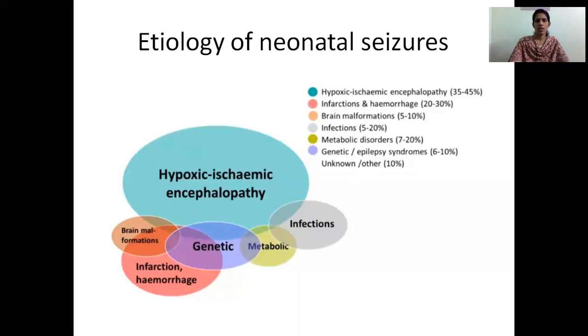So next we will go through the common etiology of neonatal seizures. As you all know, the most common cause for seizure in a newborn baby in our country is hypoxic ischemic encephalopathy. This accounts for around 50 percent of all neonatal seizures. Then the others are infarction or hemorrhage in the brain, infections, metabolic conditions like hypoglycemia, hypocalcemia, brain malformation, and some genetic syndromes and inborn errors of metabolism. So we will be going through the etiologies in the next few slides.